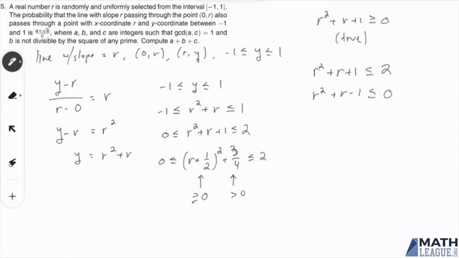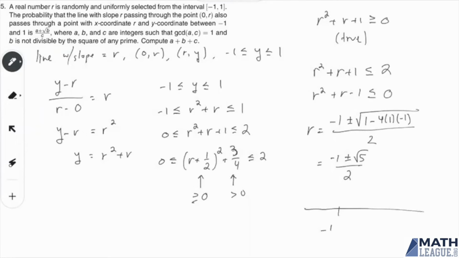And we need to solve for its roots so we can make some bounds. We see that r is equal to -1 plus or minus the square root of 1 minus 4 times 1 times -1, all over 2, which gives you -1 plus or minus square root of 5 over 2. That's the places where this quadratic equals 0. So we need to make a little sign chart to see what range of values of r satisfy this inequality, and that will give us our numerator for our probability. Something simple: -1 minus root 5 over 2, that's the negative root, and then -1 plus root 5 over 2, that's your positive root.